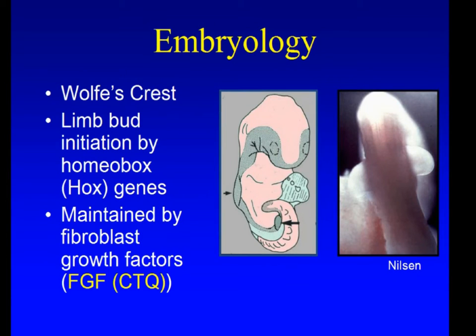So the limb bud originates at Wolff's crest, which you can see is that gray area on the drawing of the embryo there. And the initiation of that outgrowth of the limb bud is determined by the homeobox genes. However, you need fibroblast growth factors in order for it to actually continue. So if you have an interruption of the fibroblast growth factors, then you're not going to have appropriate development of the limb bud and length of the upper extremity.